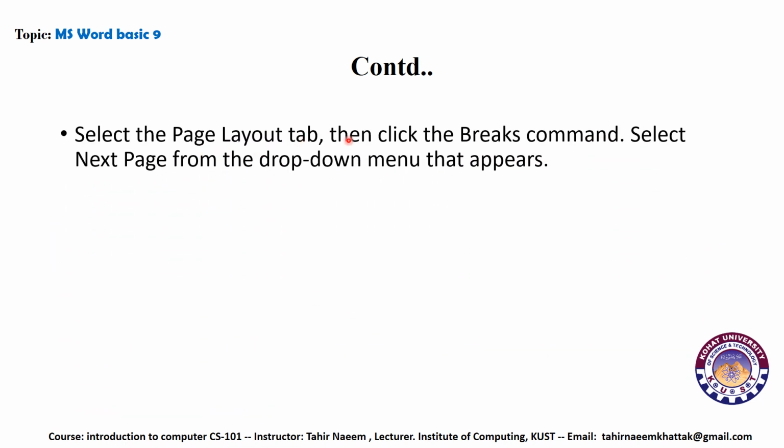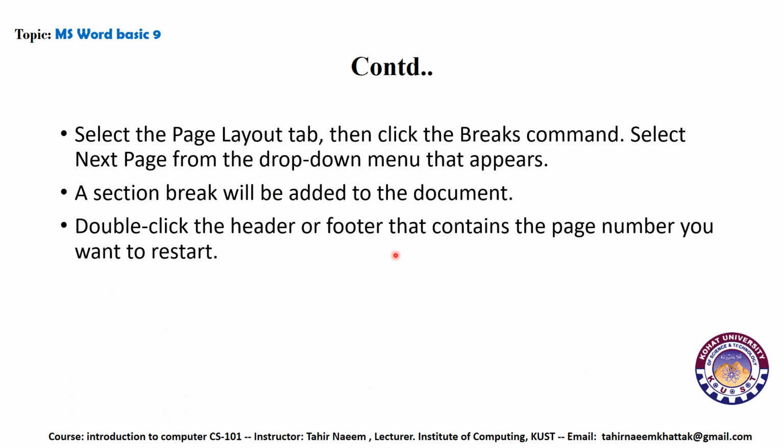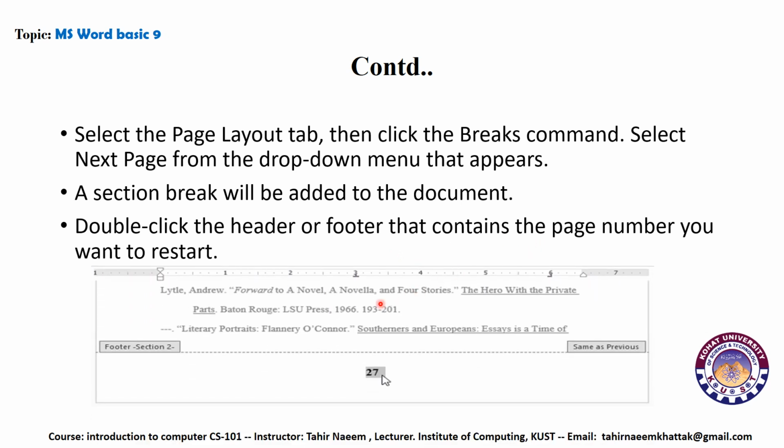So we will go to the Page Layout tab and then click the Breaks command, and choose Next Page from the drop-down menu. A section break will be added to our document. Then we double-click on the header and footer. As you can see here, let's suppose up to there, this is page number 27. We have already added page numbering, so we will click wherever we want to restart our numbering. We will click on it and it will be selected.